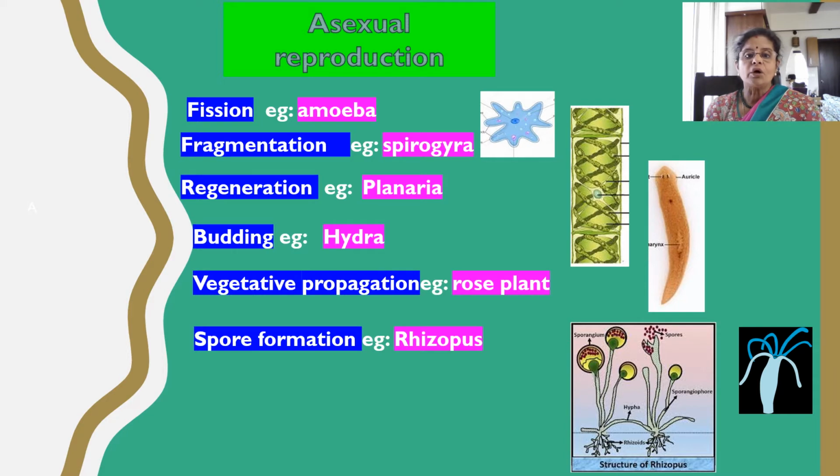Now let's see what are the different types of asexual reproduction. The first one is fission, and typical example is amoeba. Second one is fragmentation. Typical example is Spirogyra. Third one is regeneration. Example planaria. Fourth one is budding. Example hydra. Fifth one is vegetative propagation. We can take an example as rose plant. And the next one is spore formation. We can take the example as rhizopus.